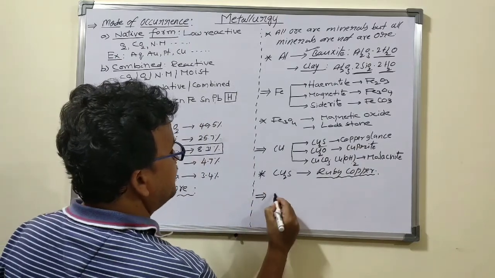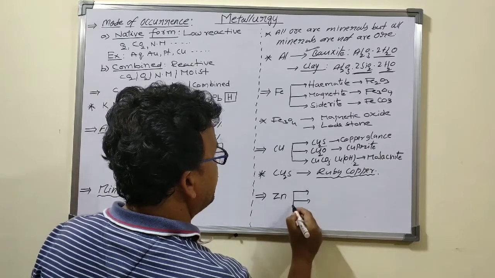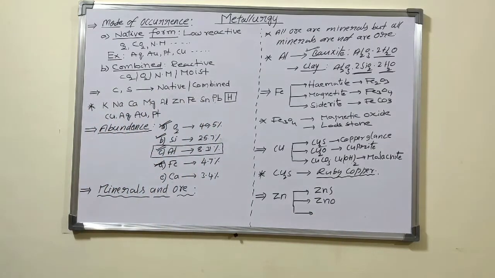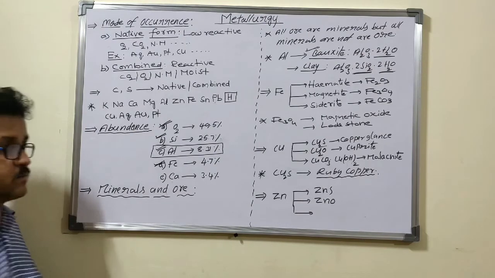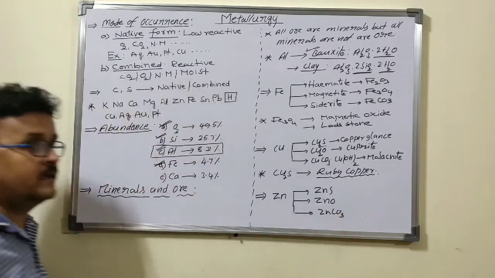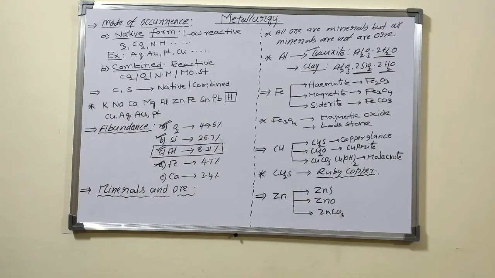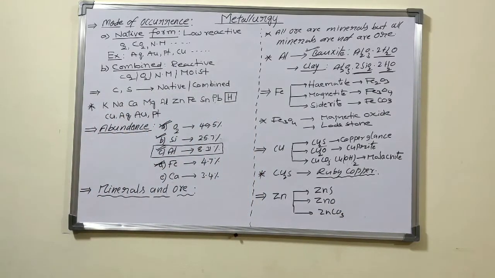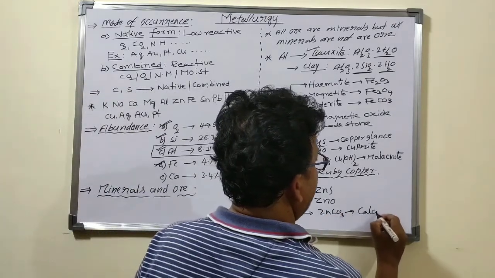And we have another metal, that is zinc. Zinc also exists in different forms: zinc sulfide, zinc oxide and zinc carbonate, that is sulfide form, oxide form and carbonate form. A very important mineral here is zinc carbonate, which we call calamine. Which zinc ore is called calamine? Zinc carbonate.